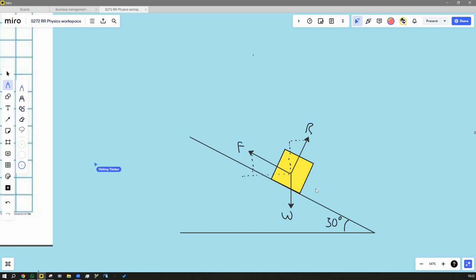But it actually makes more sense to resolve the weight into components which are parallel to the slope and perpendicular to the slope. And that is generally what is done.